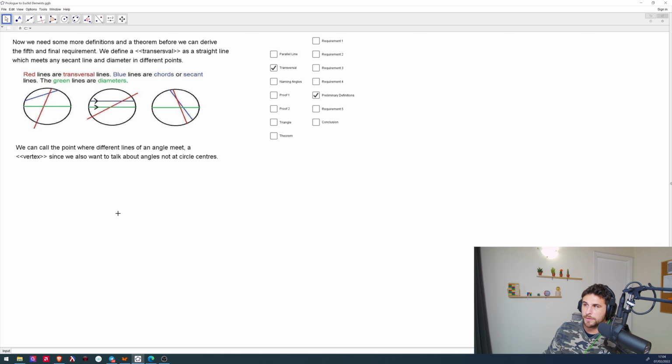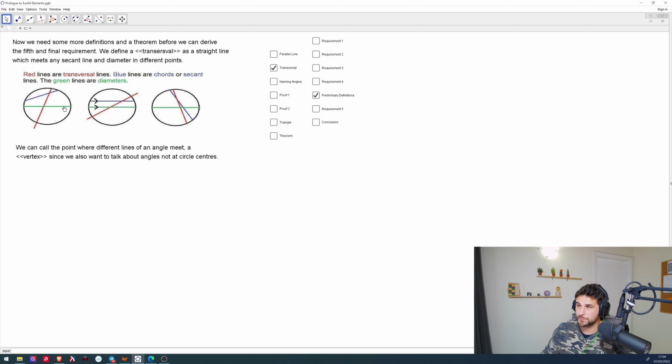So now we need to define a transversal. We need some more definitions and a theorem before we can derive the fifth and final requirement. We define a transversal as a straight line which meets any secant line and a diameter in different points. So we defined the secant and the chord, and now we have yet another line that meets the chord and the diameter. We're adding steps, we're adding complexity. Red lines are transversal lines, blue lines are chords or secant lines, and the green lines are diameters. We can call the point where different lines of an angle meet a vertex, since we also want to talk about angles, not at circle centers.